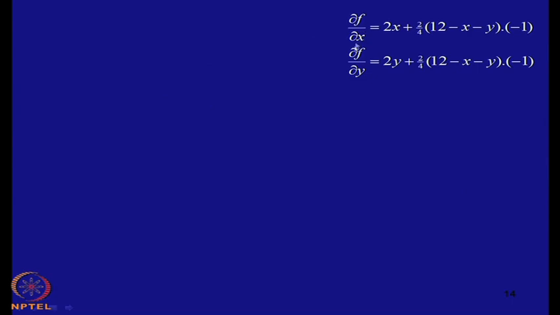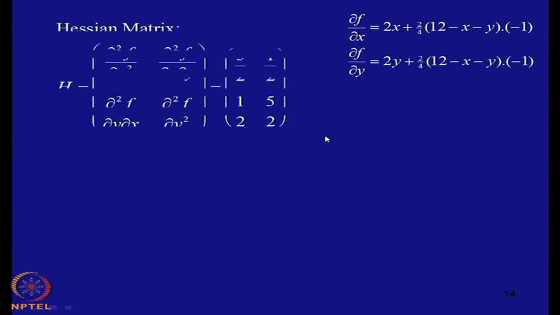Now, this is the del f by del x, del f by del y. How to construct the Hessian matrix? Hessian matrix would be del 2f by del x 2, del 2f by del x del y, del 2f by del y del x and del 2f by del y 2. I have done it in the last, and if we just do the second order successive differentiation for the given expression, we will get the values 5 by 2, half, half and 5 by 2.